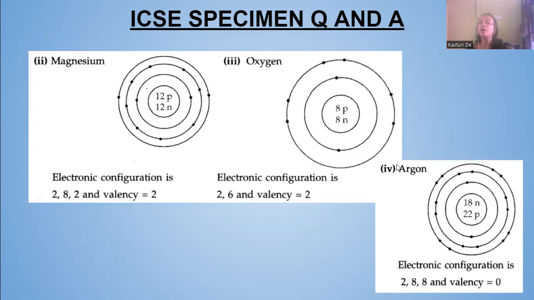Then argon has an electronic configuration of 2, 8, 8, because it is an inert gas. It's a noble gas, so it has a stable electronic configuration; its octet is filled. It has a complete octet, so the outermost shell has 8 electrons. Valency, therefore, is 0.